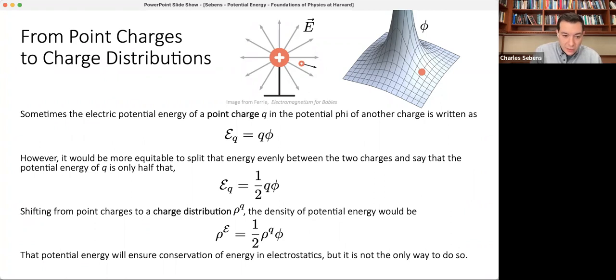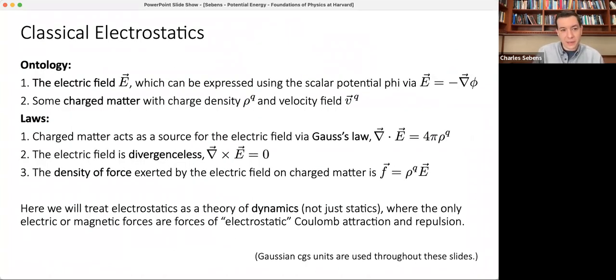Okay, so if we endow matter with this potential energy density of 1/2 rho phi, you will get conservation of energy in electrostatics, but we'll see shortly that that's not the only way to do so. There's a different option for getting conservation of energy in electrostatics. Okay, so here we kind of jumped right in. Let me back up and talk briefly about how I would put the laws and ontology of classical electrostatics. I mentioned earlier, this is how I think we should try to formulate physical theories and understand what they're about.